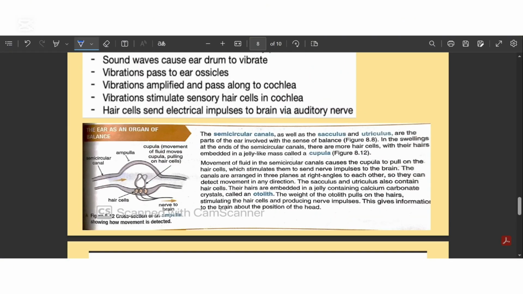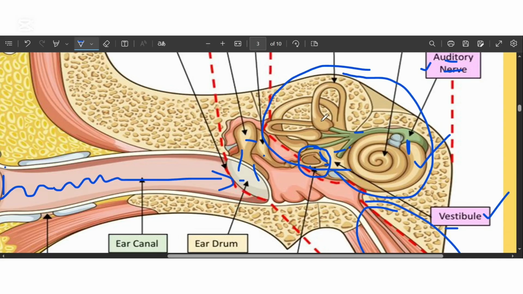Now, since we have finished that part, it comes to why the ear is known as the organ of balance. As I said, the semicircular canals and vestibule are connected to this part. The semicircular canals consist of the sacculus and the utriculus. These are the two parts of the semicircular canal. This one is the utriculus, and this one is the sacculus, and these are the ampullae, and this one is the vestibule.